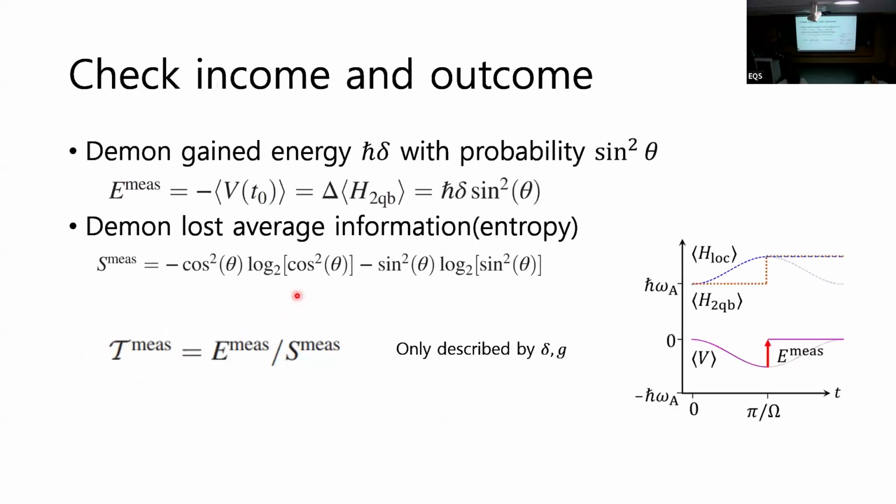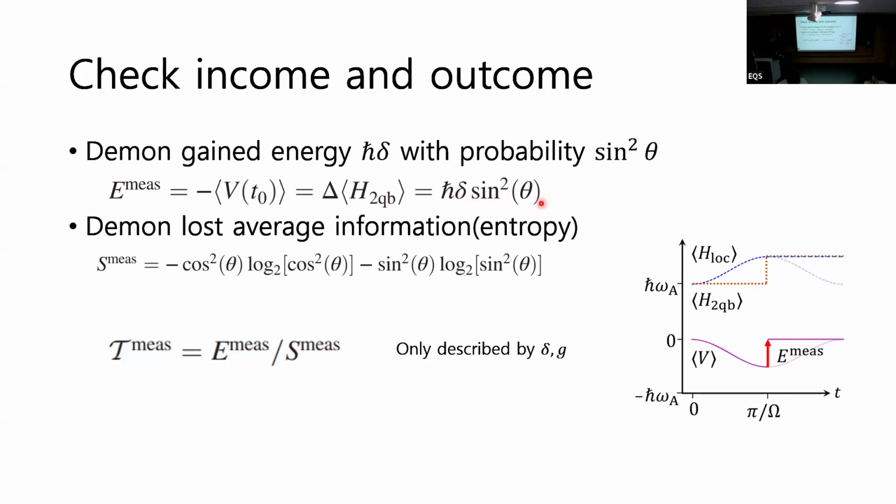Let's check the income and outcome. The demon gained energy h-bar delta with probability sine squared theta, which is just the probability that B is excited. So the expected gained energy is h-bar delta sine squared theta.